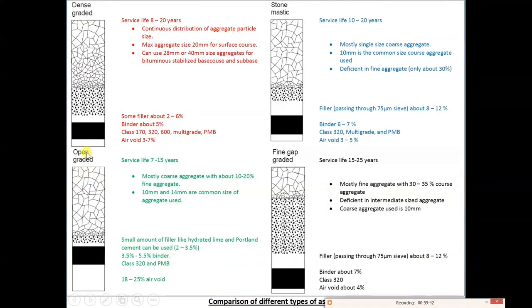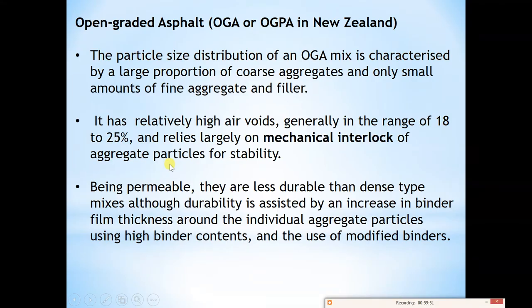That's why it's called open graded, because of the particular usage that is needed for this open graded asphalt. It has a high air void, up to 25%. The dense graded asphalt uses mechanical interlock, friction between the aggregates, as well as the binder strength, the bitumen mixed with the filler and the fine aggregates that produce the binder strength.